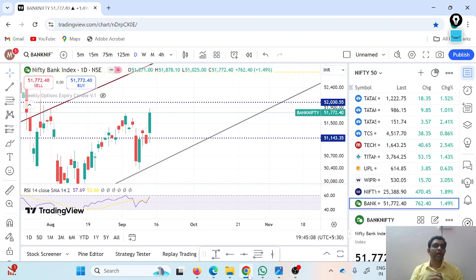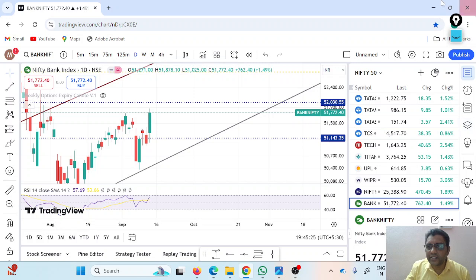In this short video, I am going to explain how one can use a calendar spread on the day of expiry, especially on the day of expiry. For this, I am going to explain this concept with two examples. Yesterday, it was the expiry of Bank Nifty and today it was the expiry of Nifty.